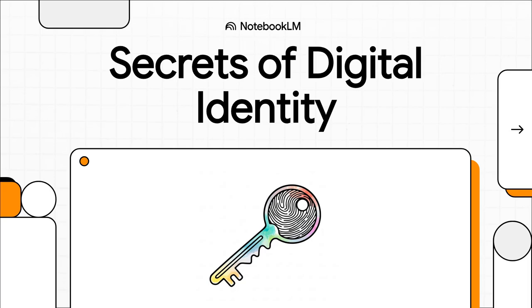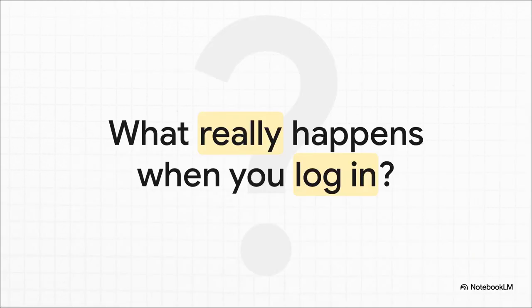You do it every single day. You sit down at your computer, type in a password, and boom, you're in. It feels so simple, right? Almost instant. But behind that little login box, there's this whole hidden world of rules, challenges, and digital gatekeepers, all working to figure out who you are and what you're allowed to see. So what is really going on in those few seconds? How does this massive digital universe know for sure that it's you and not somebody else trying to get in?